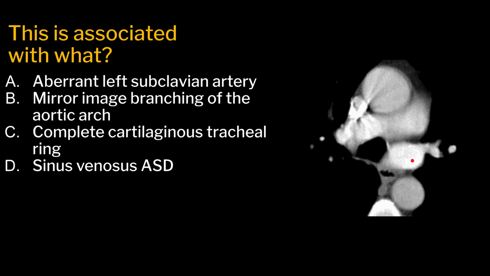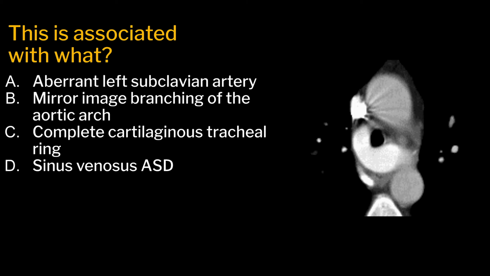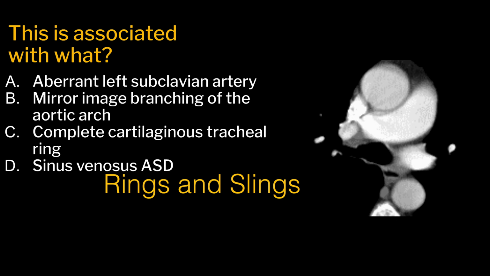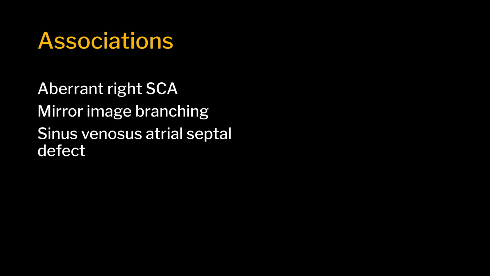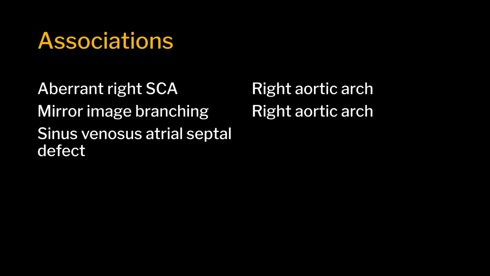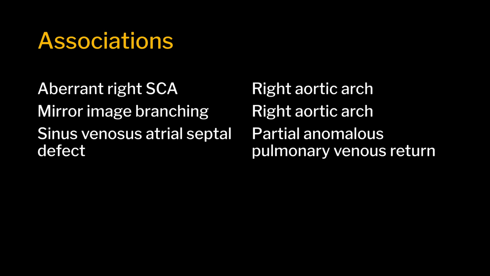And pulmonary slings are associated with complete cartilaginous tracheal rings. It's the, quote, rings and slings association, okay? So these other things are associated with other anomalies. So an aberrant right subclavian artery is associated with a right aortic arch. The same for mirror image branching, that's associated with a right aortic arch. Sinus venosus ASD is associated with partial anomalous pulmonary venous return.